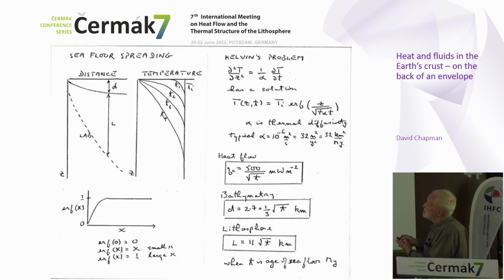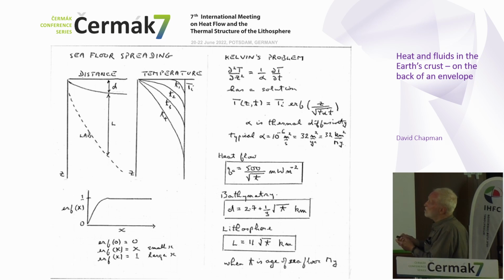Let's take the gradient of this and multiply it by thermal conductivity to get heat flow. If you collect the constants and group them together, then heat flow turns out to be 500 over the square root of the age of the seafloor. If the age is in millions of years, this turns out to be milliwatts per square meter. So for 1 million-year-old seafloor, we have 500 over 1, which is 500 milliwatts per square meter. If this is 100 million years, this goes down to 50 milliwatts per square meter. So this is the heat flow on the seafloor.